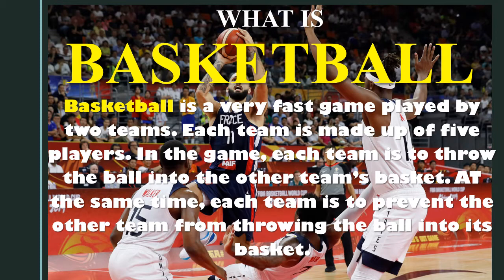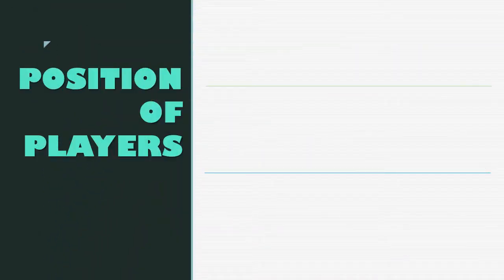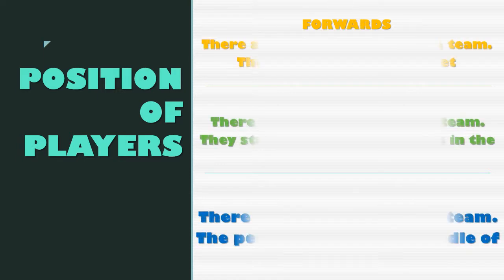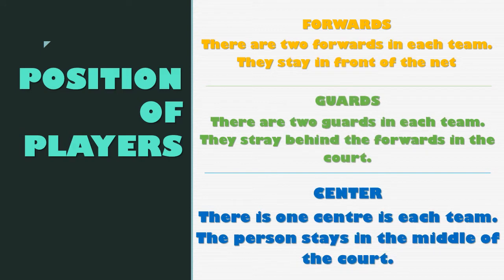The next thing we'll be looking at is positions of players. There are 3 positions of players in a basketball game. The first one is forward. When we talk about forward, there are 2 forwards in each team. They stay in the front of the net.